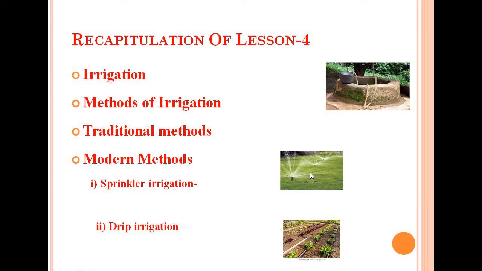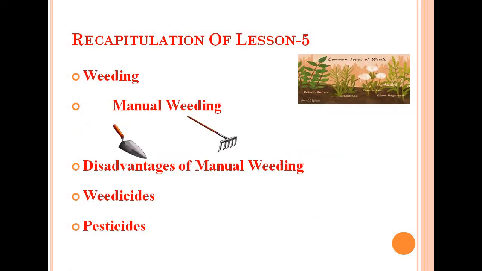In sprinkler irrigation, as you can see in the picture, with the help of a nozzle the water is pumped under pressure and sprayed like artificial rain. In drip irrigation, with the help of pipes, the water is delivered drop by drop at the base root of the plants. So these are the 2 modern methods of irrigation.